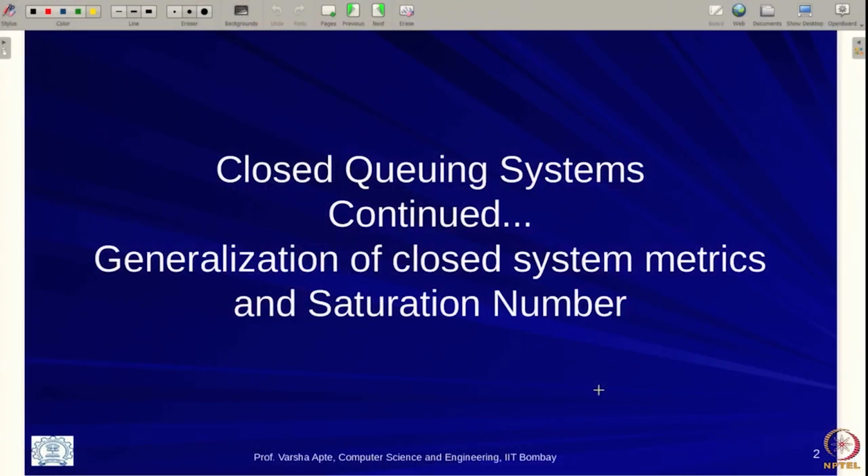So, let us continue where we stopped in the previous lecture. We were looking at closed queuing systems and we had taken an example and done some analysis. Now, we are going to generalize all the metrics that we calculated, and we will also be looking at one interesting metric called the saturation number.